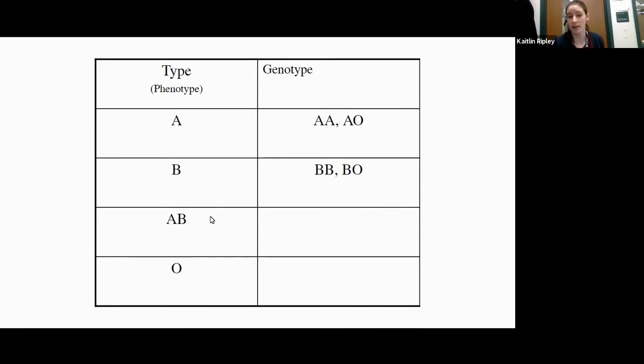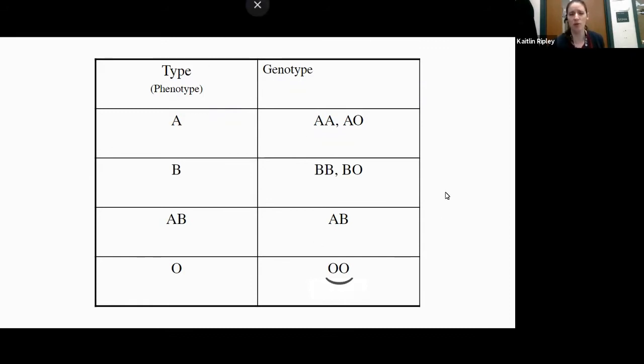AB, we also have an example. We saw if I have one A allele and one B allele, they're actually both going to produce their proteins, so I'll see both of them there. And that's the only way a person can have type AB blood. And finally, O, right? O is the one with no proteins being produced. So the only way to get someone with type O would be to have two O alleles, right? There are no proteins being produced at all.